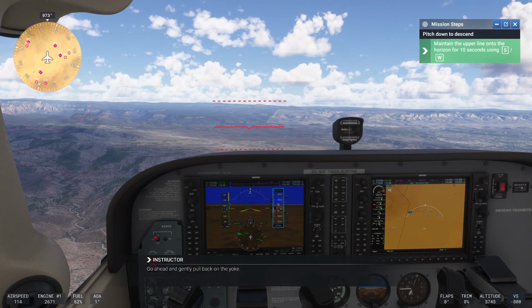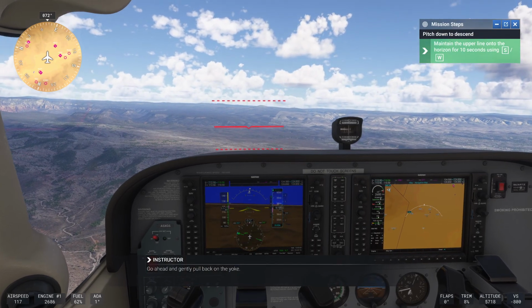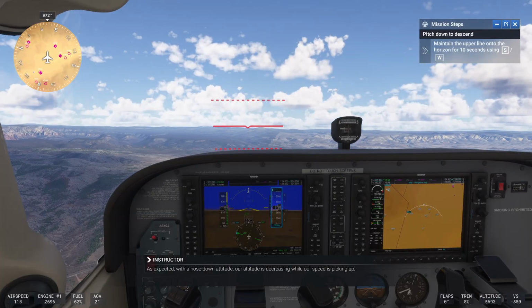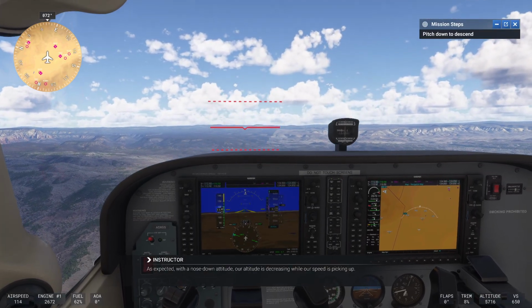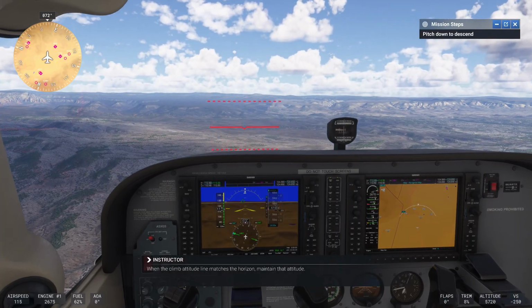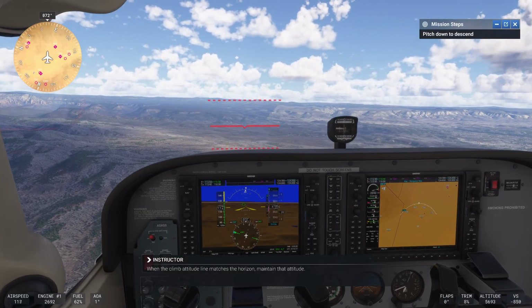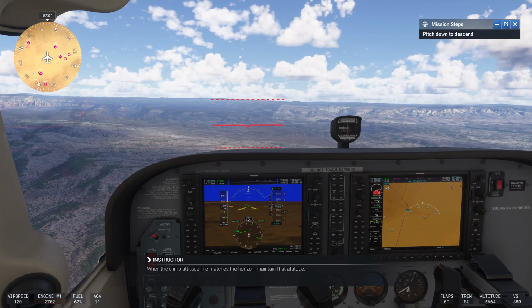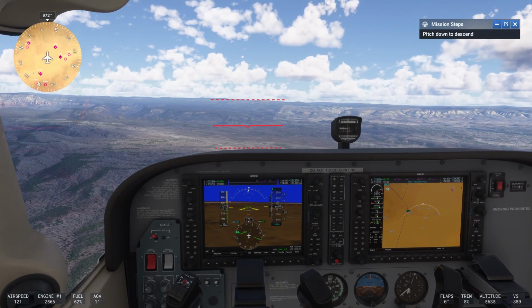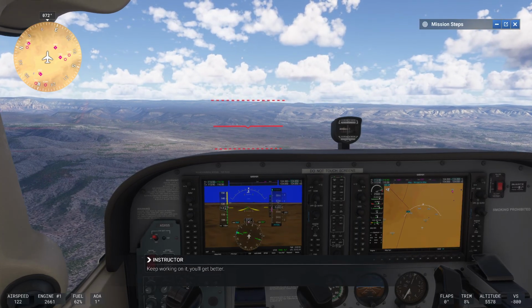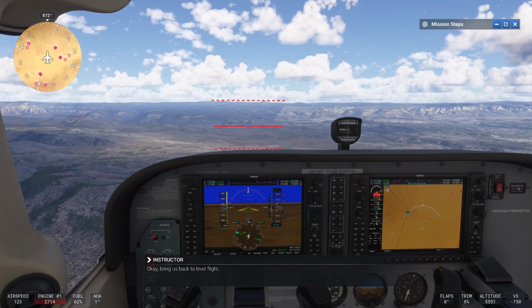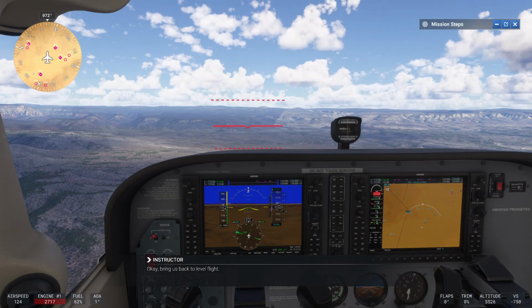Go ahead and gently pull back on the yoke. As expected, with a nose-down attitude, our altitude is decreasing while our speed is picking up. When the climb attitude line matches the horizon, maintain that attitude. That's good. Keep working on it. You'll get better. Okay, bring us back to level flight.